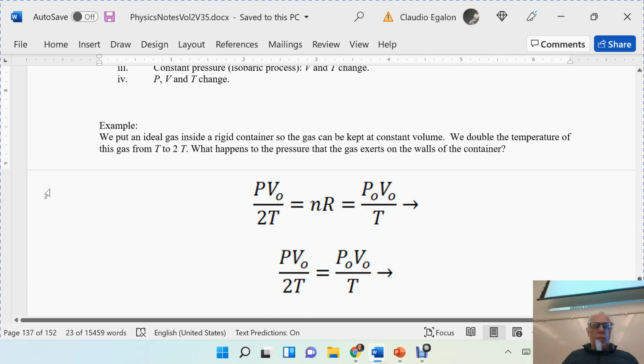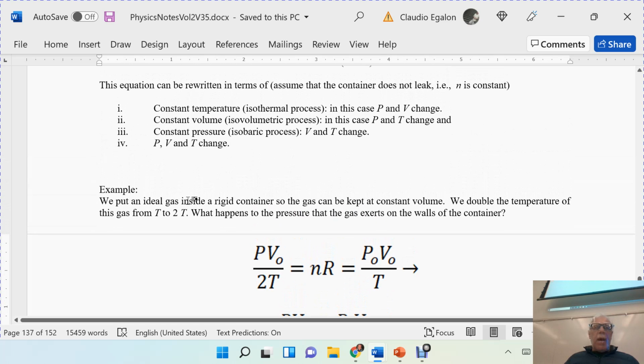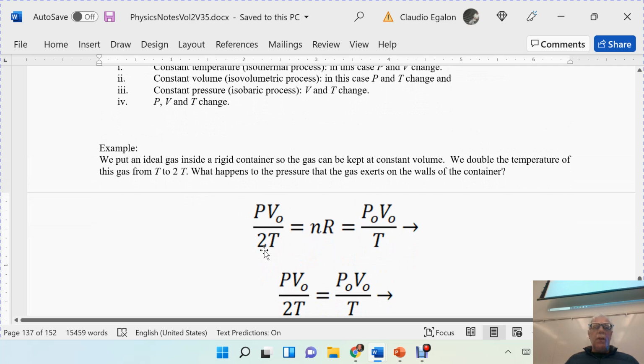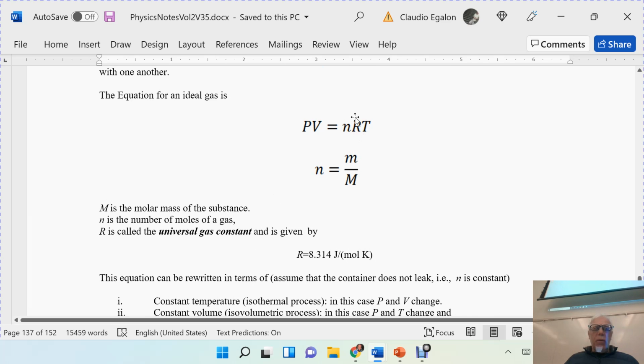Okay, so you can solve some examples. For instance, I did an example right in here. An ideal gas inside a rigid container, so the gas is kept at constant volume. We double the temperature of this gas. What happens to the pressure that the gas exerts on the walls of the container? Okay, so here we go. No gas is leaking. Because no gas is leaking, PV divided by T is going to be equal to nR. This one here is going to be constant, and the volume too. So PV divided by T is a constant. Initial P, initial V over initial T is equal to final P, final V over final T.